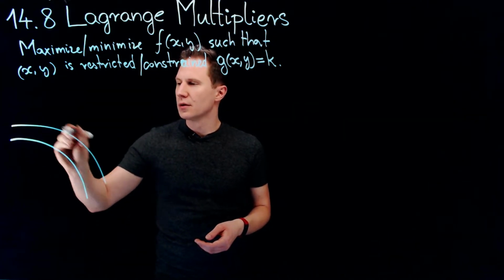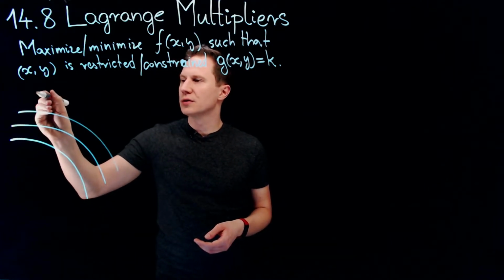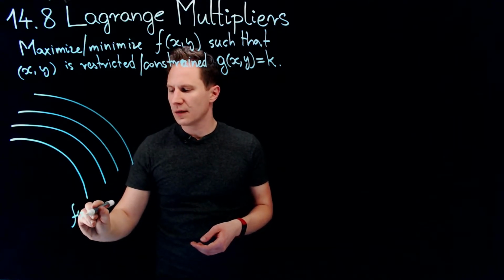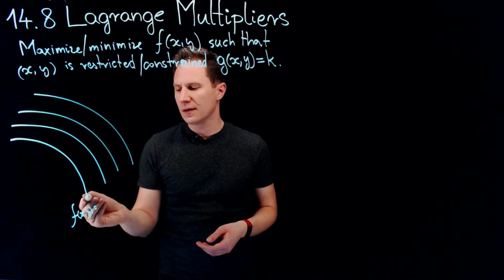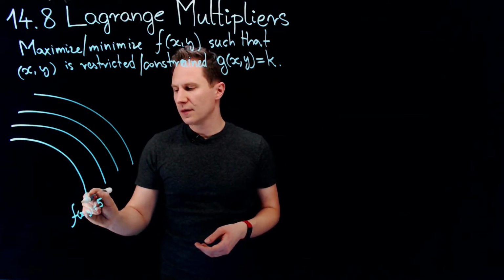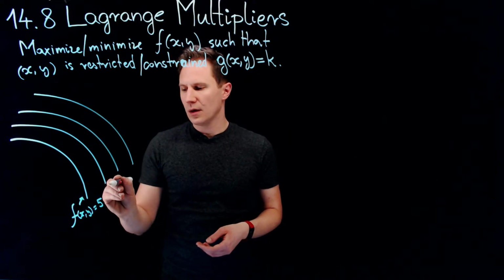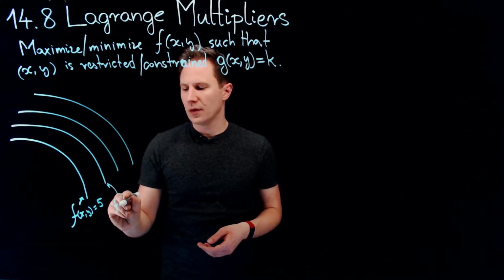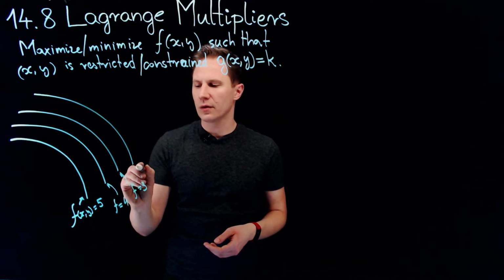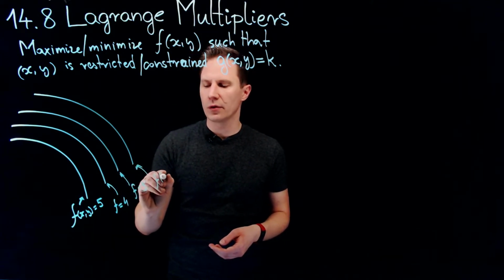these are the level curves of our function f. This is just to illustrate the point. So let's say f is 5 along this curve, f is equal to 4 along this curve, 3 along this curve, 2 along this curve.